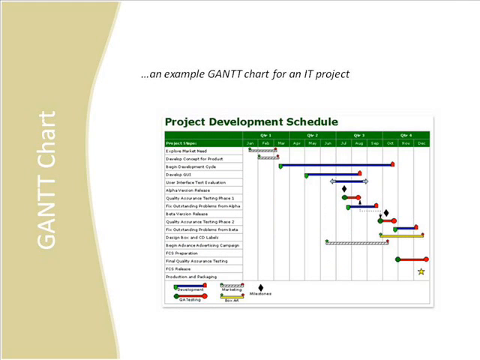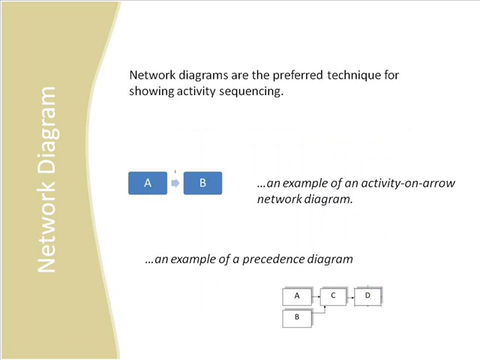A Gantt chart is a type of bar chart that illustrates a project's schedule. Gantt charts illustrate the start and finish dates of the terminal elements and summary elements of a project. A network diagram is a schematic display of the logical relationships among or sequencing of project activities. Network diagrams are the preferred technique for showing activity sequencing.